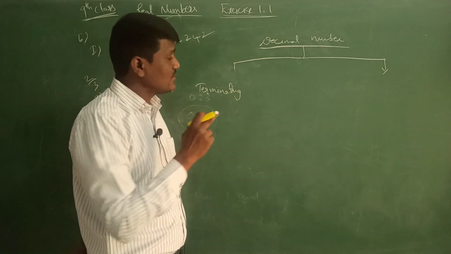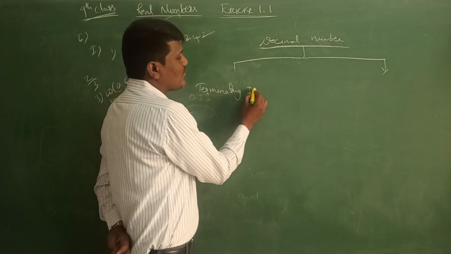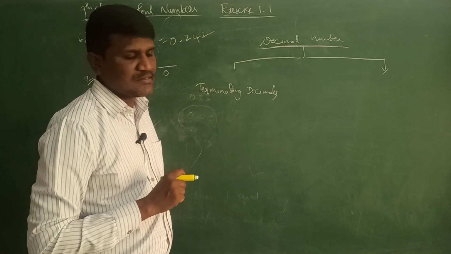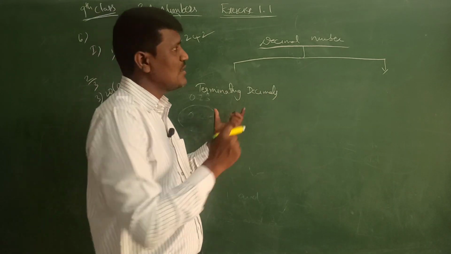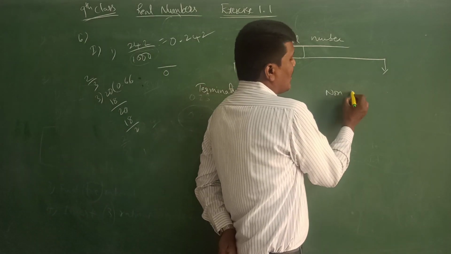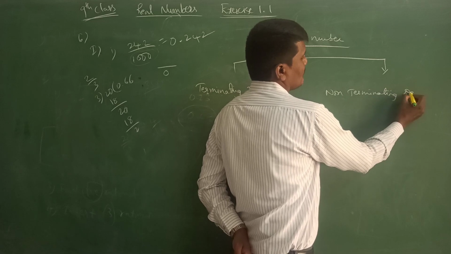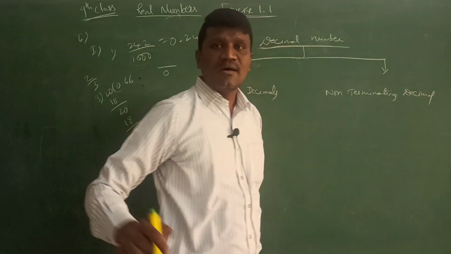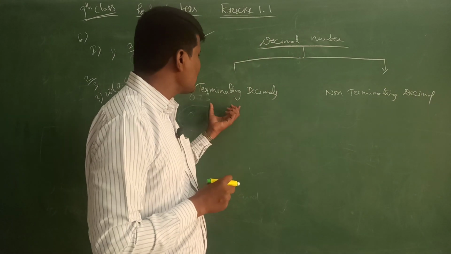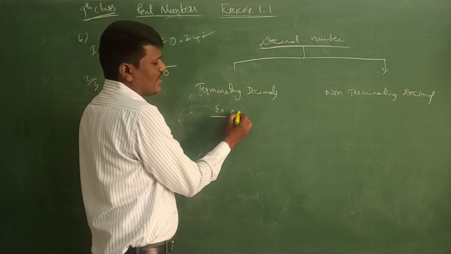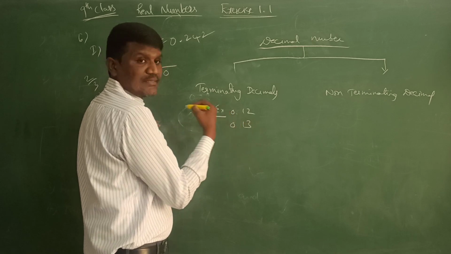Very important, children. Terminating and non-terminating decimals. Based on this, a question will definitely come even in the 10th class. So one is a terminating decimal and the second one is a non-terminating decimal. For a terminating decimal, you can take examples like 0.12, 0.13.